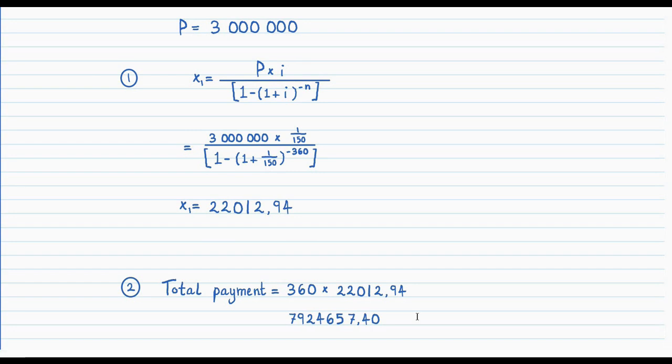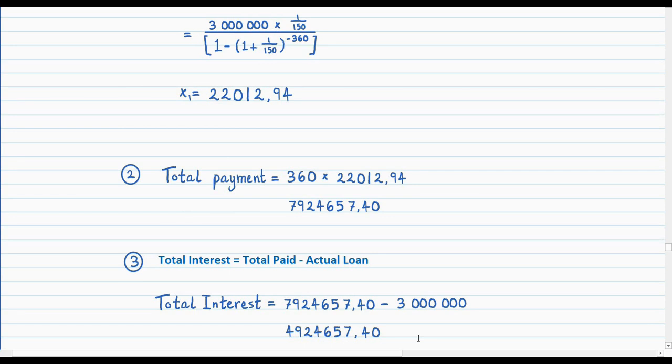Then you just calculate the total interest being paid over the 30 years by saying total payment minus 3 million, which gives the interest as 4,924,657 Rand and 40 cents. Notice that the interest being paid is actually more than the value of the actual loan, which was 3 million. So the interest you're paying is actually more than 1.5 times bigger than the actual loan, which is pretty crazy. Already, this loan isn't looking like such a great option, but we still need to do the same three calculations for the other banks to see which is better.